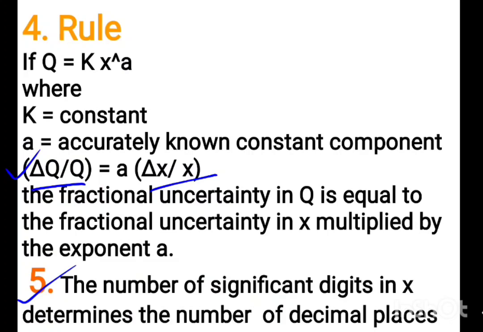এবার রুল, দ্যাট ইজ q equal to k x to the power a, where k is the constant, a is the accurately known constant component. So there must be del q by q equal to a into del x by x. So del q by q is the fractional uncertainty in q, and del x by x is the fractional uncertainty in x. Okay, so there must be the fractional uncertainty in q is equal to the fractional uncertainty in x multiplied with the exponent, that is a. Okay, বোঝা গেল?